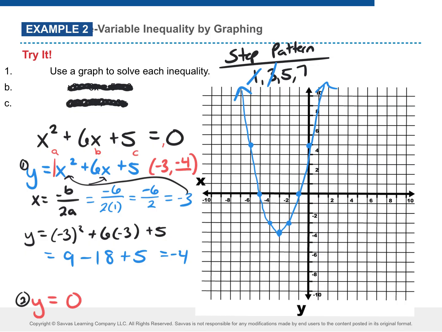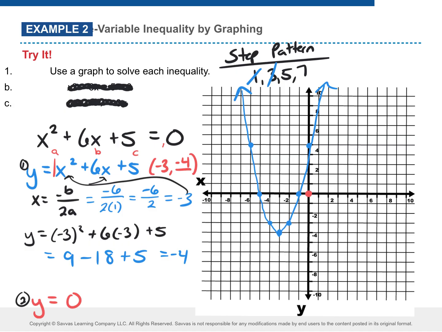So I'm done with our first function. Now we need to graph the second one. How do I graph y equals 0? It's at 0, right? Y equals 0. Here's where that point is.